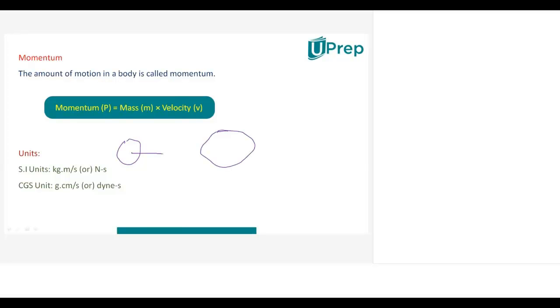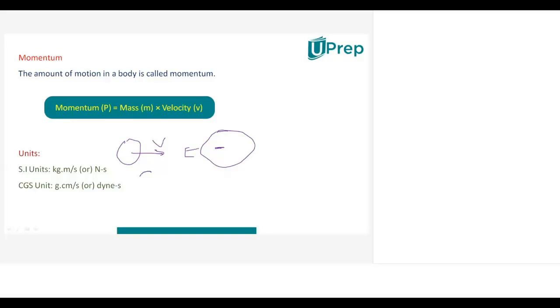So why do we consider this momentum? In a previous class I told you, suppose two objects are there. One is a small object, one is a very big object. To change the motion of this big object, what does this small object have to do? It has to come with a large velocity to change the motion of this object, isn't it? Arnav? Yes, sir.